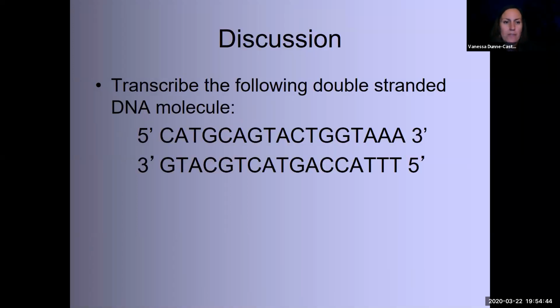So work through this one on your own. You can pause the video here. Make sure you can do this transcription event. So this question says transcribe the following double-stranded DNA molecule. The first thing you need to think of is, which is my template? Remember again that RNA polymerase must have that 3' carbon available. Therefore, transcription occurs in the same direction as we talked about replication. The new strand is made from 5' to 3' orientation, right?